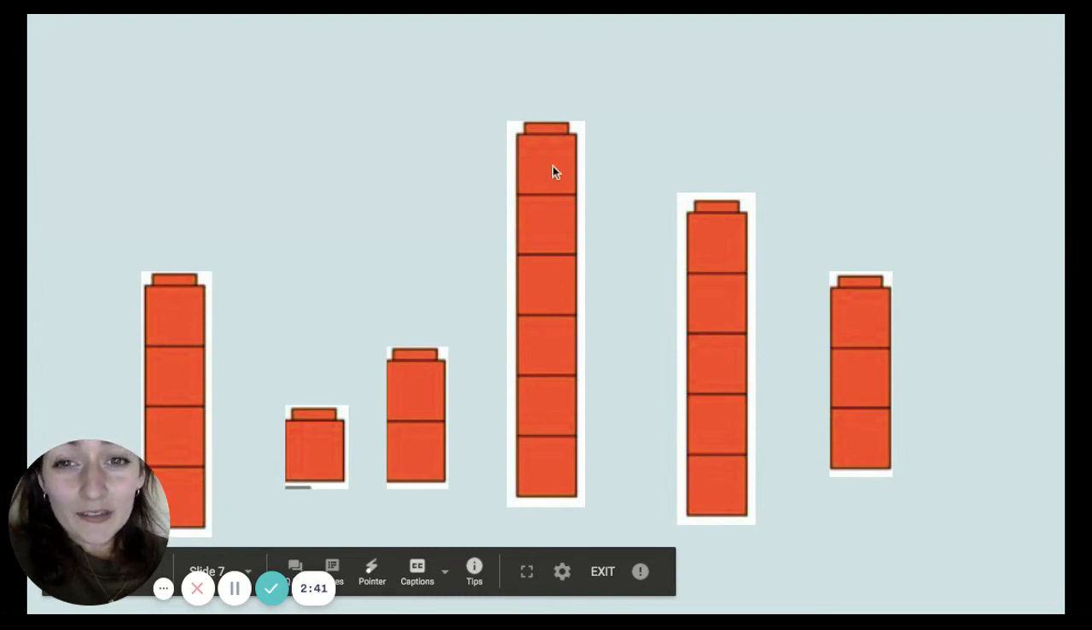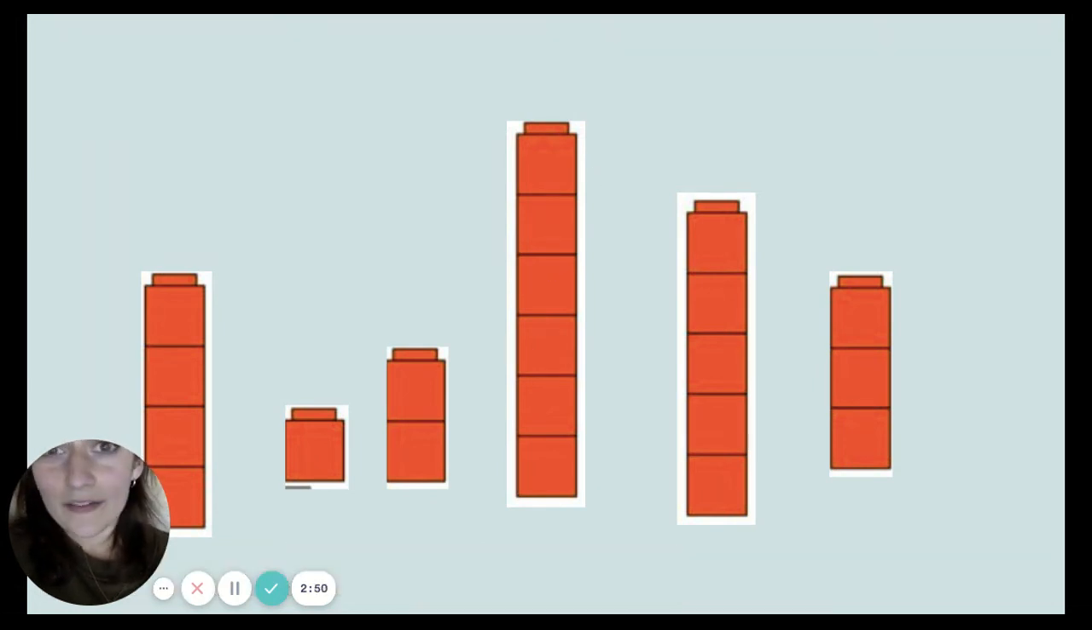I don't know about you, but it looks to me like this one is the longest, and it's 1, 2, 3, 4, 5, 6. So if 6 is our longest, that means we do not have a stack longer than 6. Now, if you're at home holding up a stack of 7 cubes, then you would be right, that is longer than 6. But on the screen, 6 is the longest.